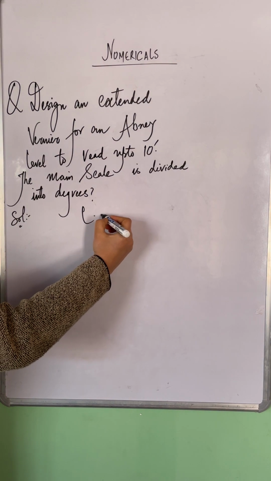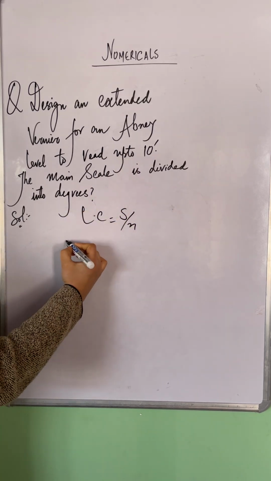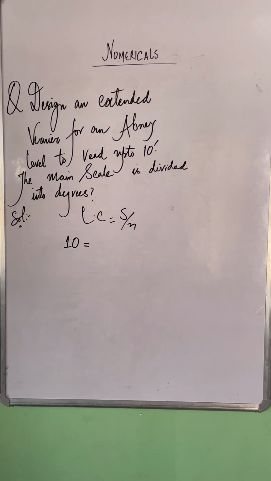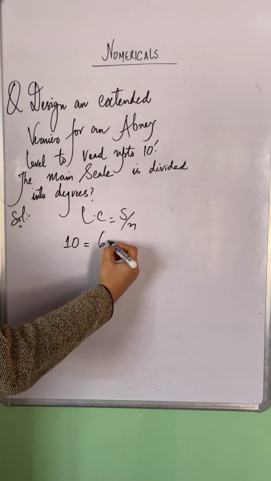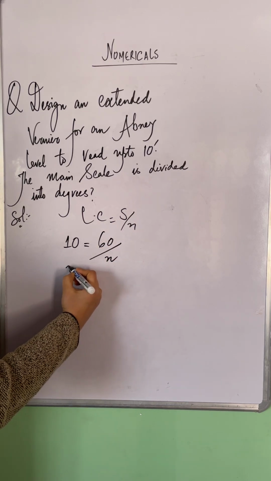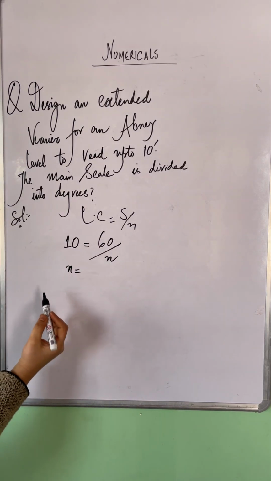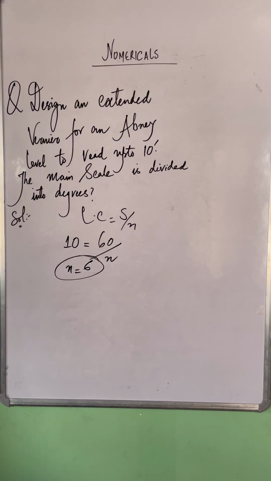My least count is equal to S by N. My least count desired is 10 minutes. What is my S? The main scale is divided into degrees. That means my S is 1 degree and 1 degree is how many minutes? 60. So my N will be equal to how much? 6. So I need 6 divisions of the vernier scale.